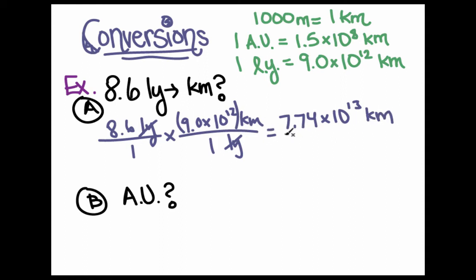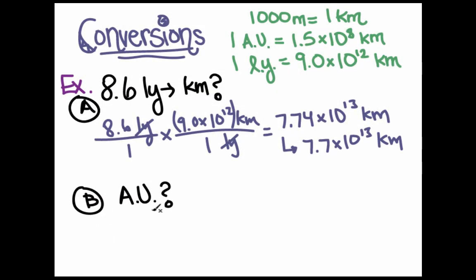Now if you're looking at this value, 7.74 times 10 to the power of 13, that answer has 3 sig figs. But your question has 2 sig figs. So that means your final answer should be in 2 sig figs, not 3. So this could be rounded to 7.7 times 10 to the power of 13 kilometers.